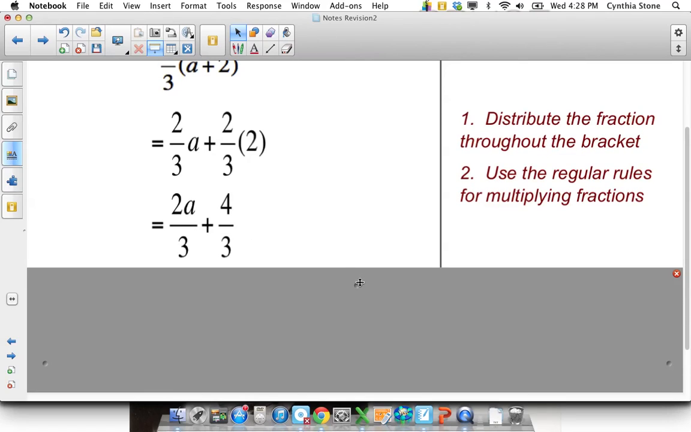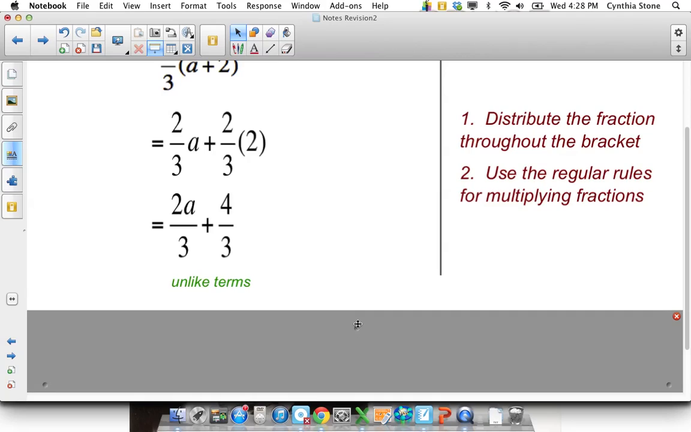And actually now I'm done, right? Because you can't add or subtract. I can't simplify something when this has an a and this doesn't. They're unlike terms. I'm done. I don't have to do anymore.